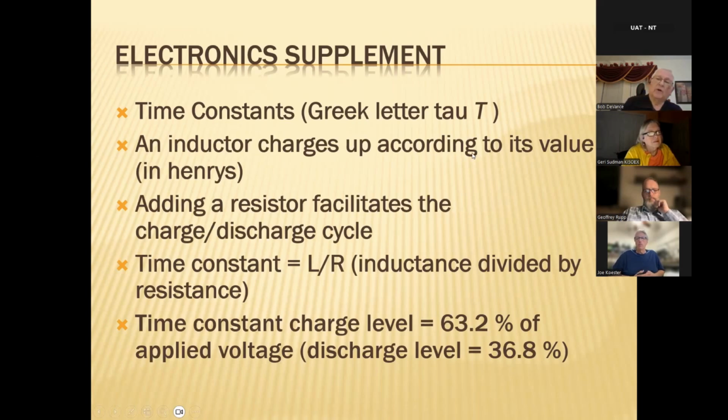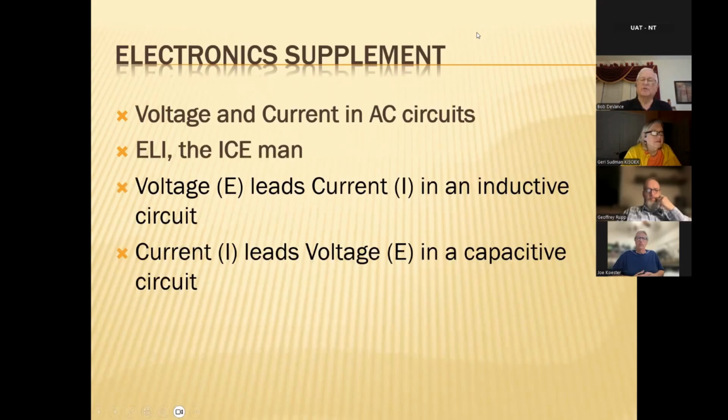Okay, we can do either a capacitor or an inductor, of course, as we said, and we have the resistor there to make it charge the inductor or discharge the inductor. The time constant is equal to the inductance divided by the resistance of the inductor. And again, we're at that 63.2% to be fully charged, 36.8 to be discharged. Works the same as the capacitor as far as those are concerned.